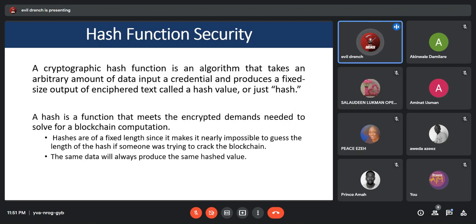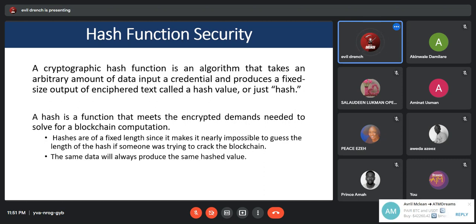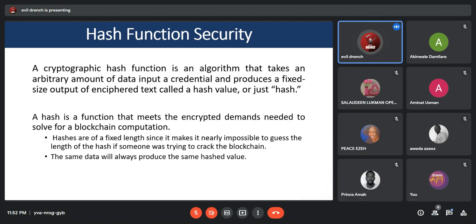Hash functions are just a chain of blocks that are joined together, right? A hash function is one way, not local, and collision resistant. So hash functions are what is actually chaining blocks together in a blockchain. That is what hash functions are.